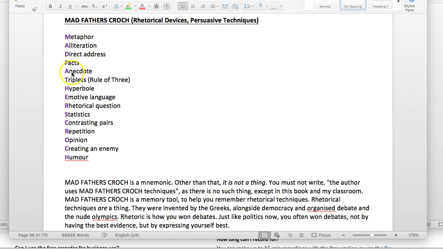And I'll go through these in later videos or in a couple of weeks. Hopefully you'll be able to buy the guide. But it's important to remember that Mad Father's Crotch is a mnemonic. It's not really a thing. So you can't write, the author uses Mad Father's Crotch techniques. That's just not a thing, as it were. You'd have to write that the author uses rhetorical devices.